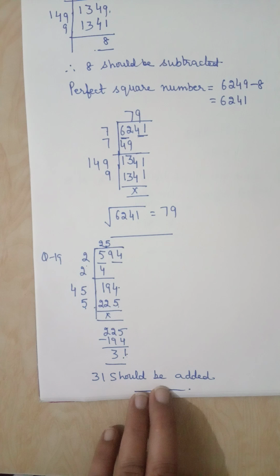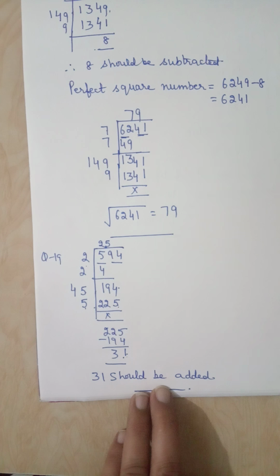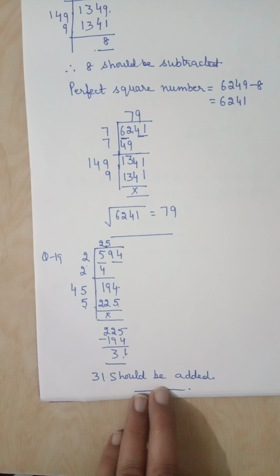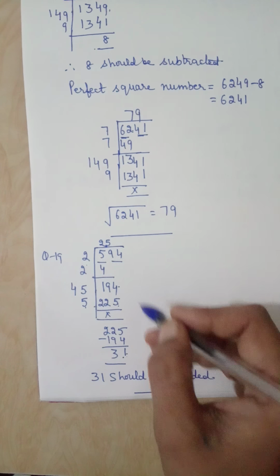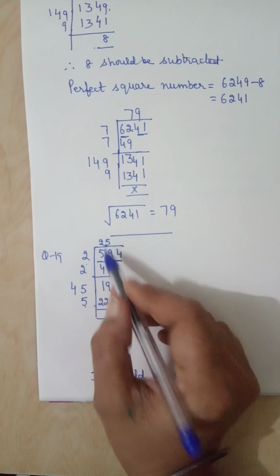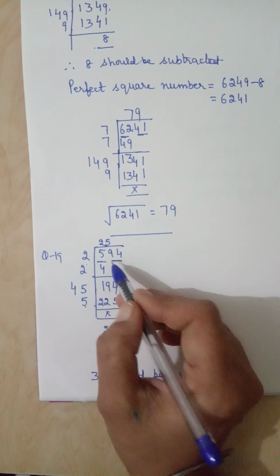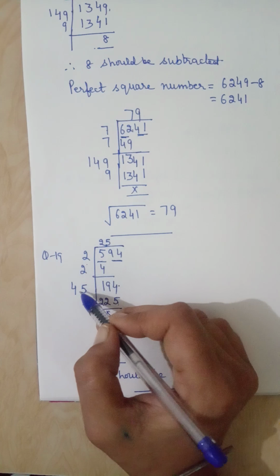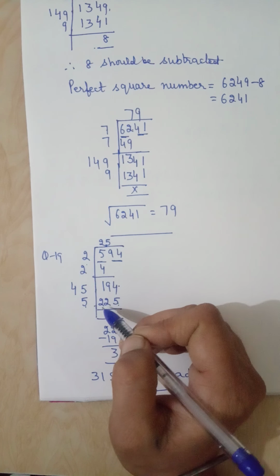Now come to question number 19. What least number must be added to 594 to make the sum a perfect square? So we have to add something here. So again we will find the square root. Now make the pairs. 2 2s are 4, 5 minus 4 is 1, 94 here. 2 plus 2 is 4, 4 5s are 20.